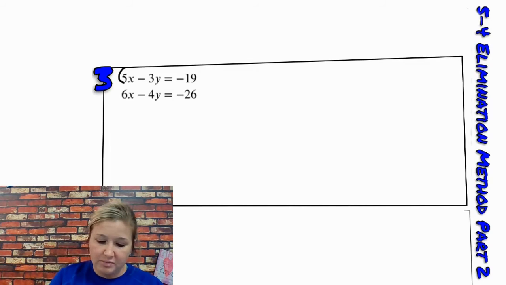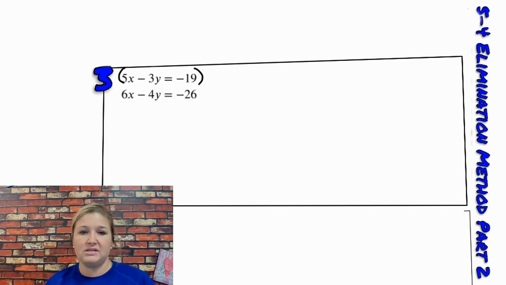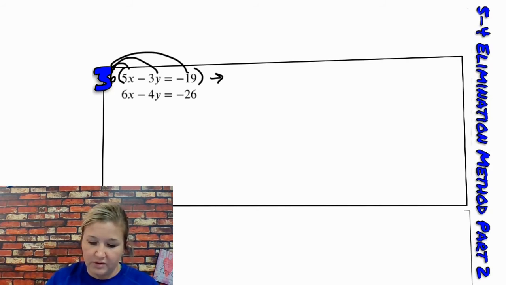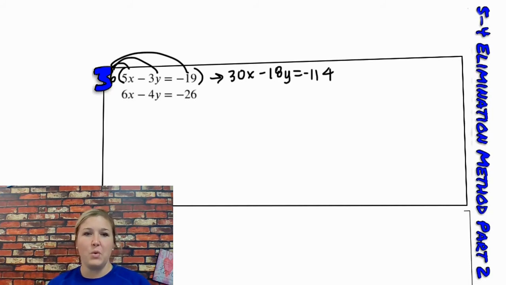So I'm going to multiply to make the coefficient in front of x the same, that way I can eliminate both of them. So I'm going to multiply by 6. I multiply everything by 6 here. So I'm going to write this one on this side. So I have 30x minus 18y is equal to negative 114.